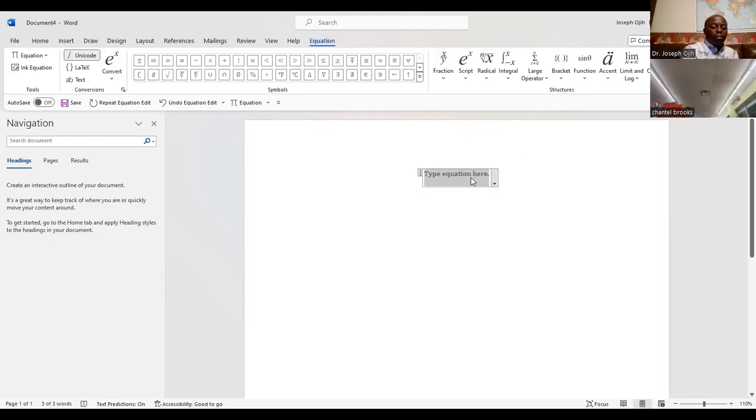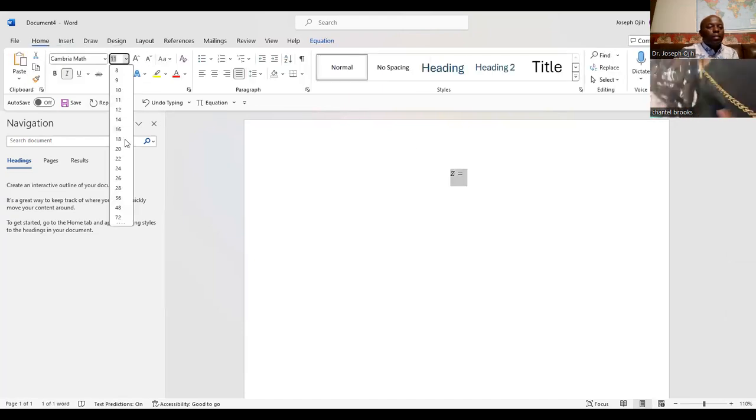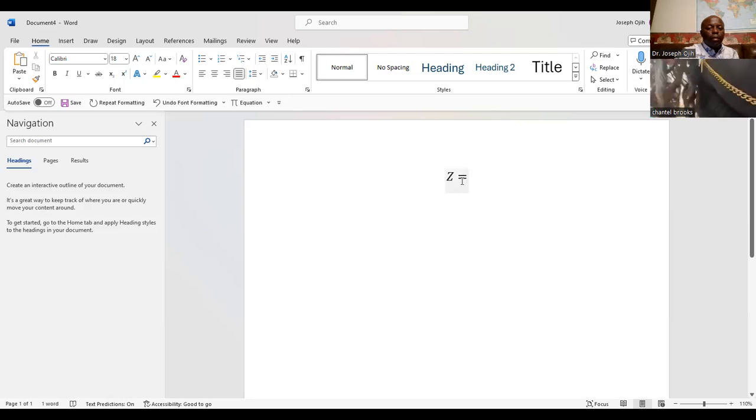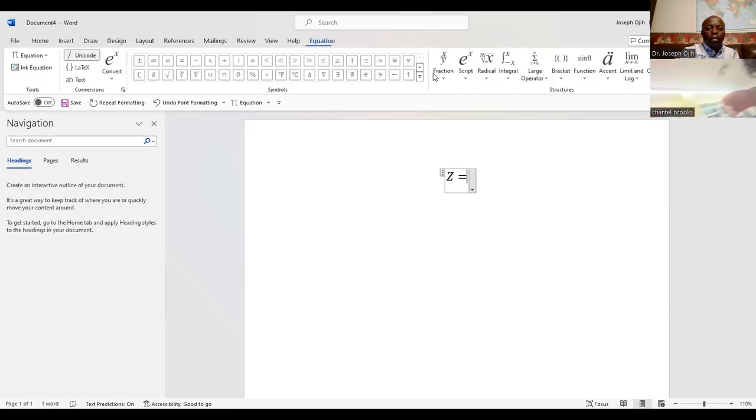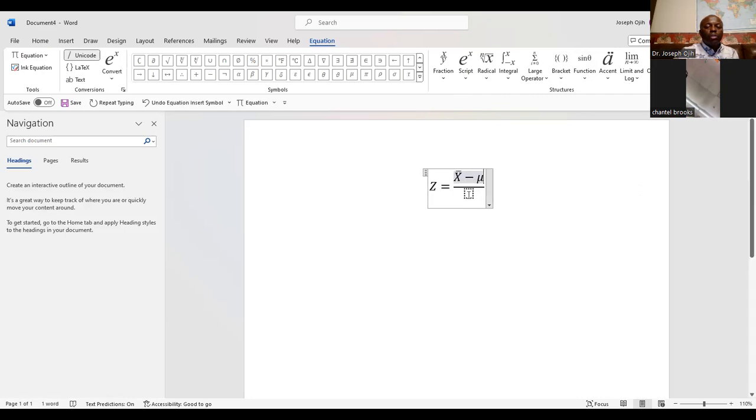This is what I want. Z equals, I'll make it 18, equals the sample mean x bar minus the population mean mu, divided by the standard deviation sigma over the square root of n.